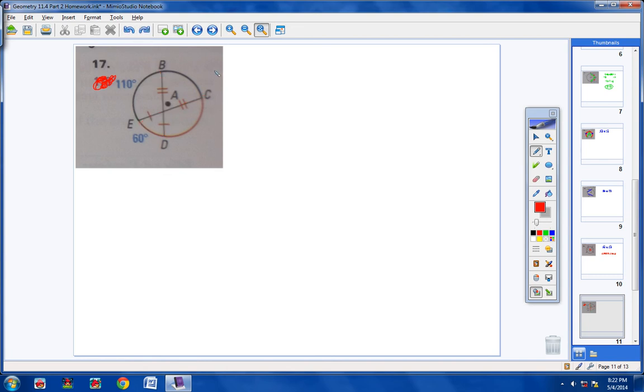Listen to me, students. What did we learn about when two chords are congruent? Their minor arcs are congruent. So I'm gonna mark them for you. Do you see this chord right here? You see that? Well, here's the endpoints.